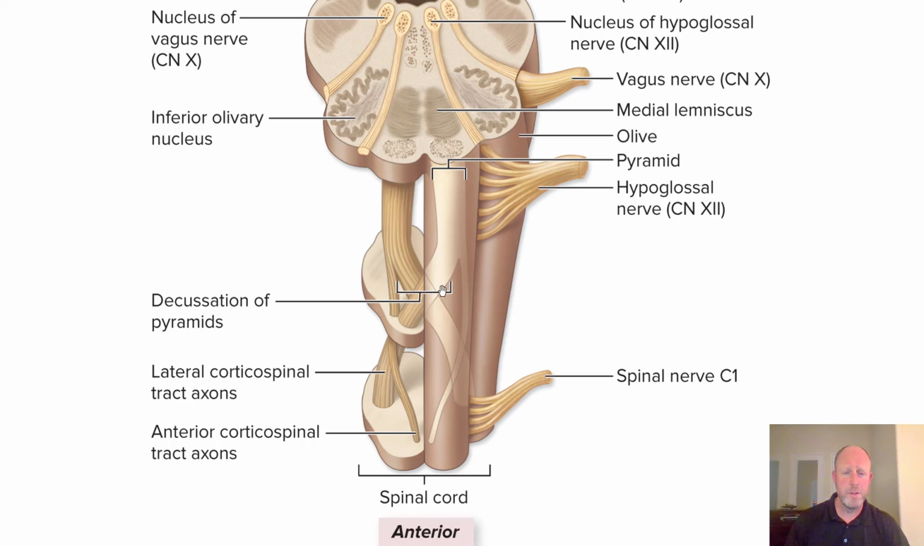Decussation of the pyramids here. Our lateral corticospinal tract axons, spinal nerve C1, and then anterior corticospinal tract axons here. That's part of our spinal cord down here.